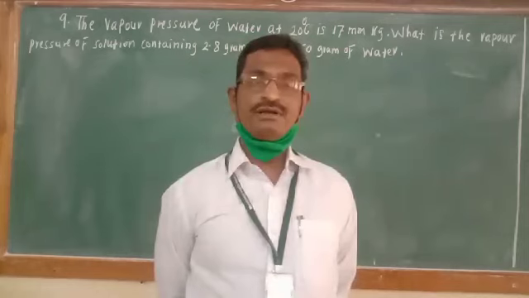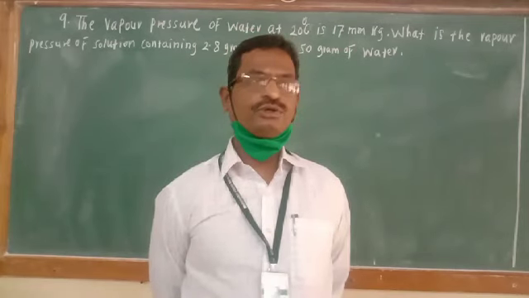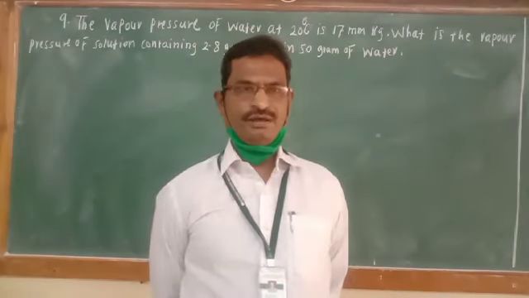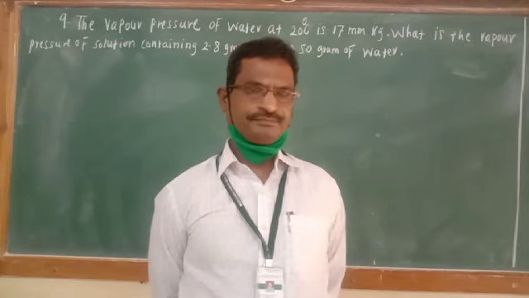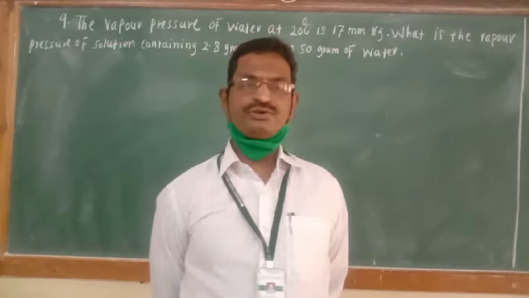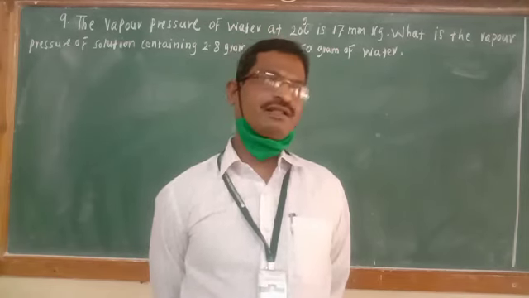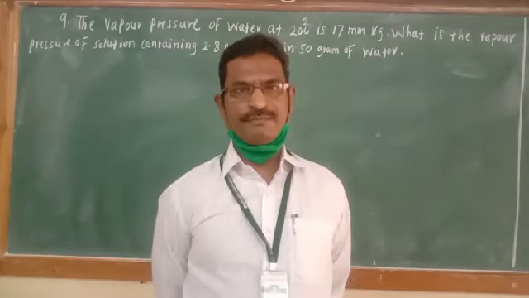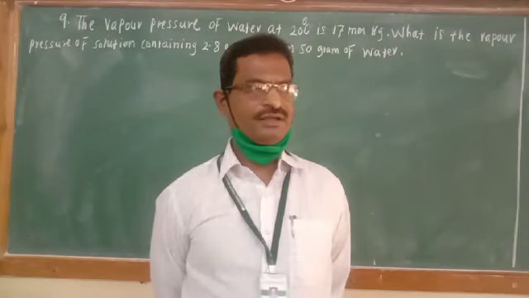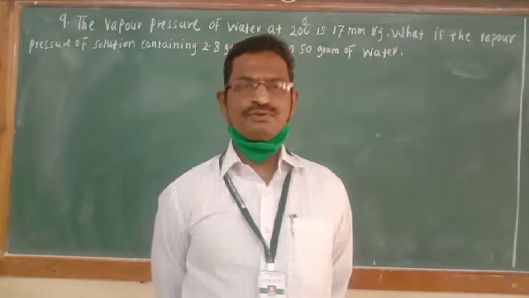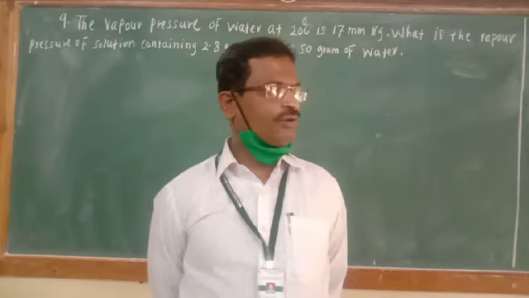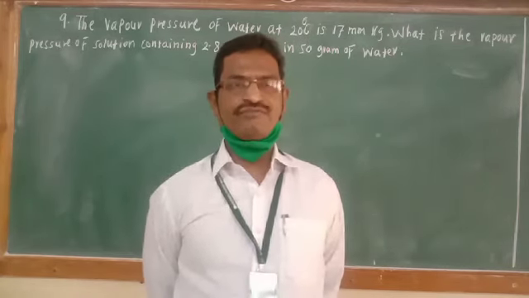Finally, we have studied one expression which gives the relationship between Van't Hoff factor i, degree of dissociation alpha, and the number of moles at equilibrium. So the chapter of solutions we have completed. Now let us see the numerical examples.